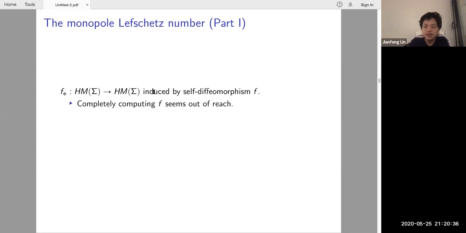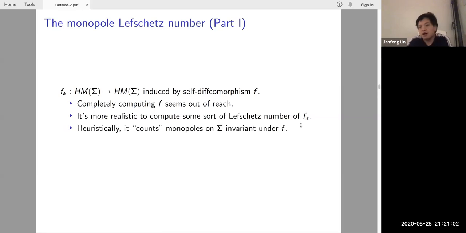That's usually true for gauge theory. It's quite hard to compute those invariants in a direct way because that involves solving some nonlinear partial differential equation. So a more realistic goal is to compute some partial information on F star. In our situation, this will be the Lefschetz number of F star.